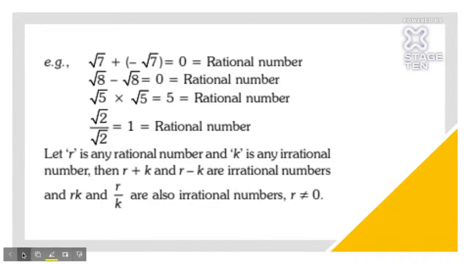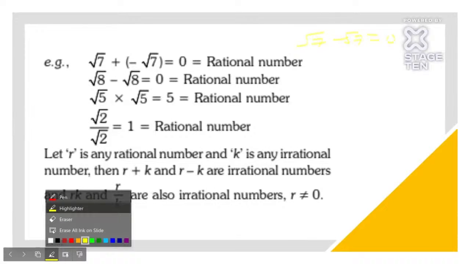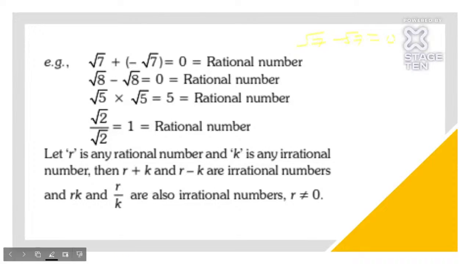Now, next, if you see root 7 minus root 7, what is that? That gives me a 0, isn't it? Similarly, root 8 minus root 8 gives a 0 again. That is also rational. Root 5 into root 5, as I gave the example, the root gets cancelled and it is again a rational number. Root 2 divided by root 2, we are doing addition, subtraction, multiplication, division, and I am getting again a rational number. So when you take two same irrational numbers, this is what you get.